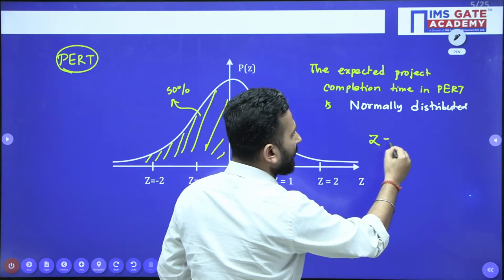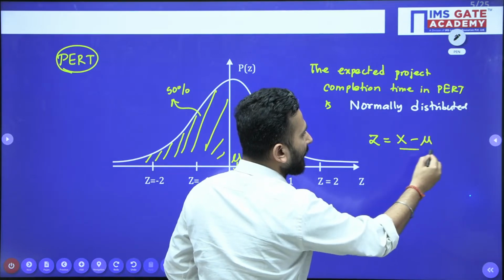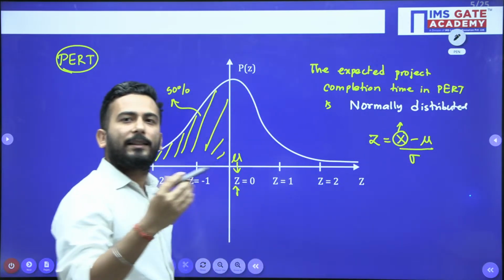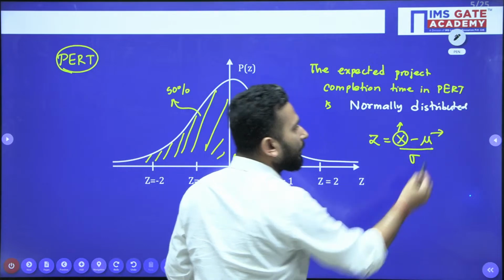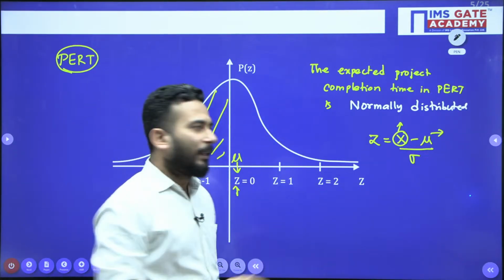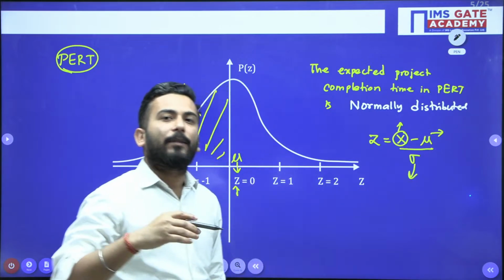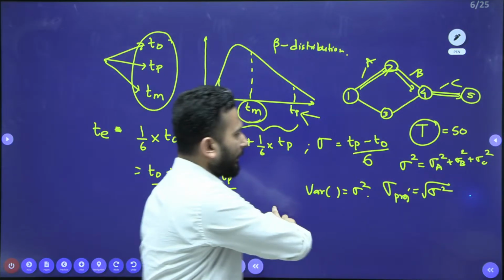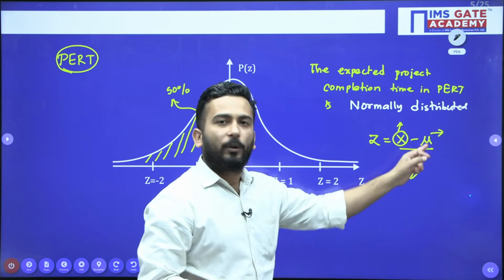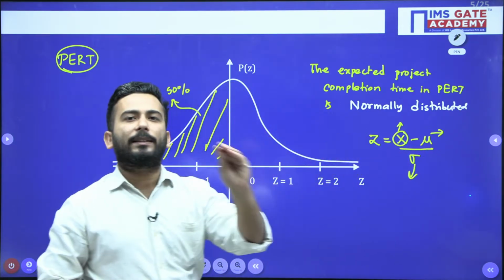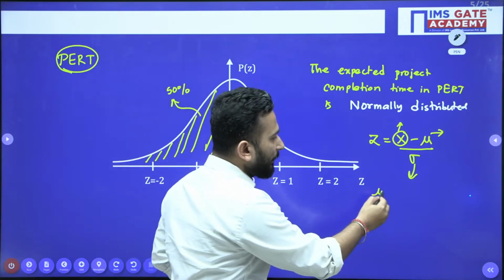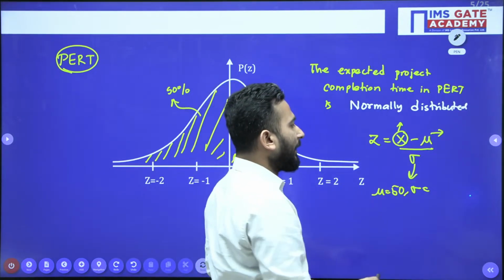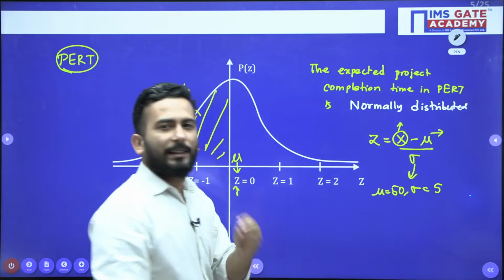So z is x minus mu divided by sigma. X is any random x value you have, let's say 60 days. Mu is the expected project completion time, let's say 50 days over here. And sigma is the standard deviation of the project. I told you, standard deviation of the project. You know all these values from your network diagram, this mu and sigma, and the x value, let's say 60 days. So suppose mu is 50 days, and sigma is, let's say, 5.